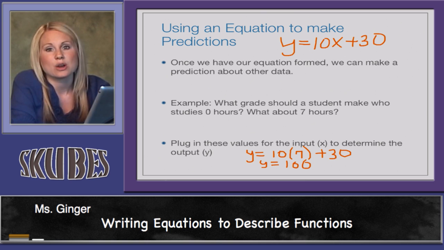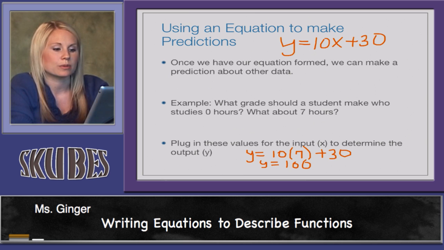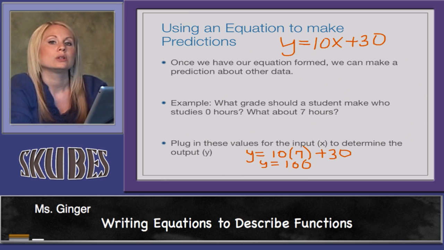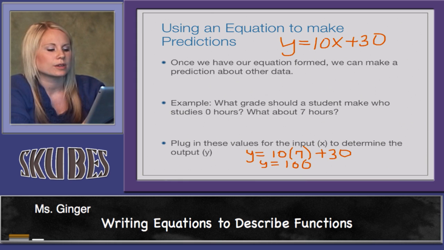What about a student who studies no hours? We could test that as well. We could put in a 0 for x, which would give us 10 times nothing, which is 0. Add 30 and we've got 30. So that would give us a score of 30 according to our pattern of values.